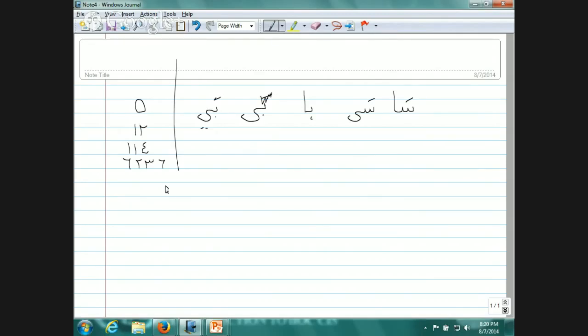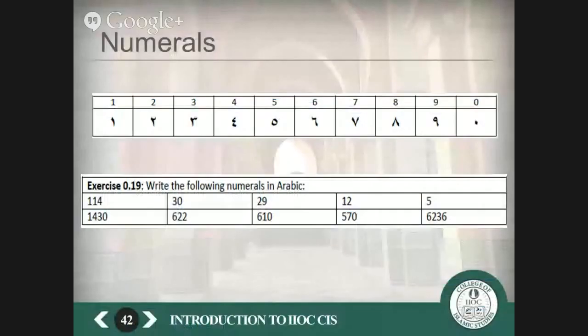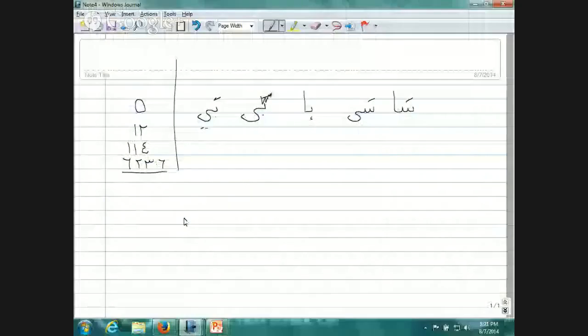Okay, is this what you got? This is what you should have got. 6, 2, 3, 6. Okay, this is how you write the numbers. Quite simple. 622. Let's try this last one. 622. So just look at the numbers here. 6, 2, and 2. Okay.